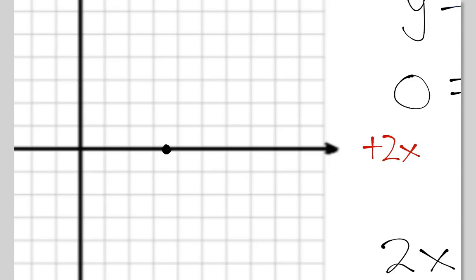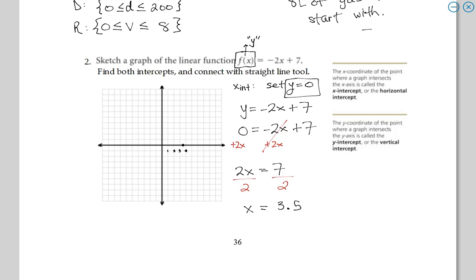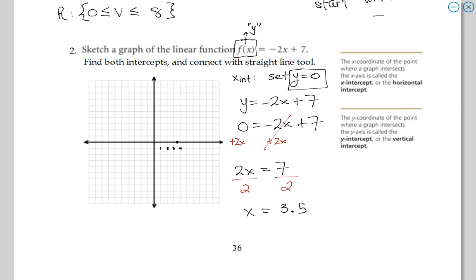So that's the point. 1, 2, 3, 4, and so on. 3.5 right in the middle. Okay, so that's the harder one. The easier one is the y-intercept. For the y-intercept, it's going to be somewhere along this axis. So what is 0 on this axis? The x. So all I got to do is say, okay, set x equal to 0.